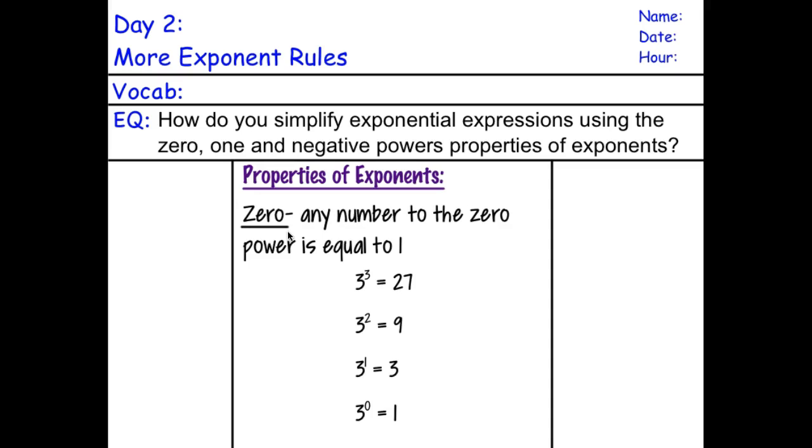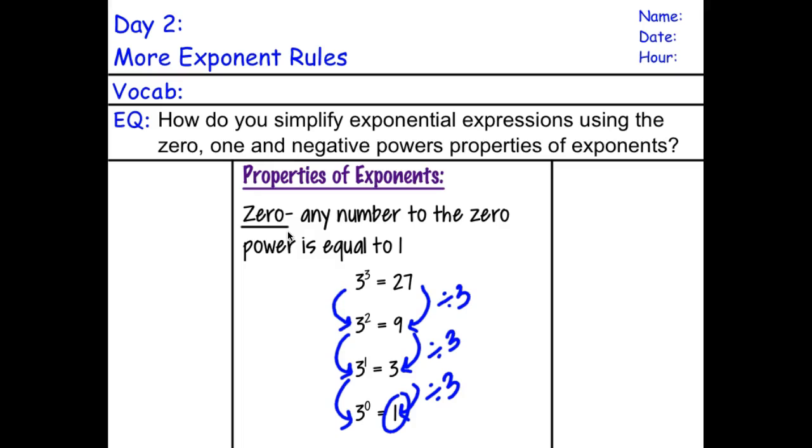Any number to the zero power is 1, not 0, 1. And I've shown you an example of why that works. So 3 to the third is 3 times 3 times 3, and that's 27. 3 squared is 9. Well, we dropped this by 1, and here we divided by 3. So that means if we drop by 1 again, and we divide 9 by 3, we get 3. So when we drop by 1 again, we will divide 3 by 3, and 3 by 3 is 1.